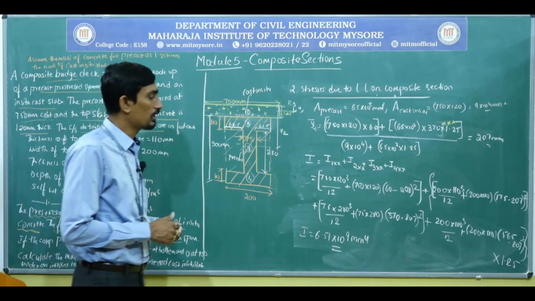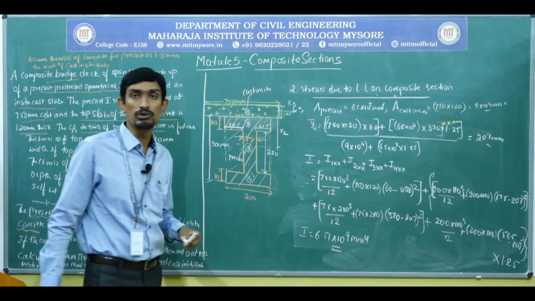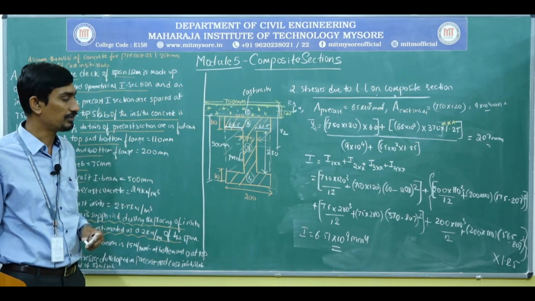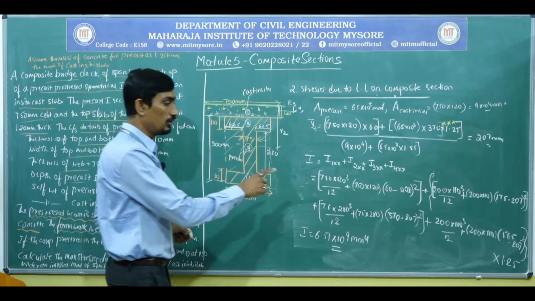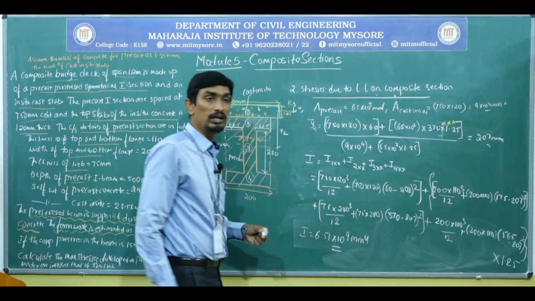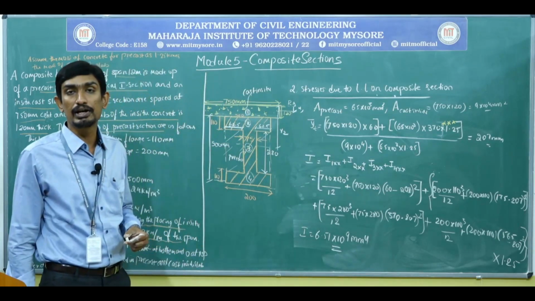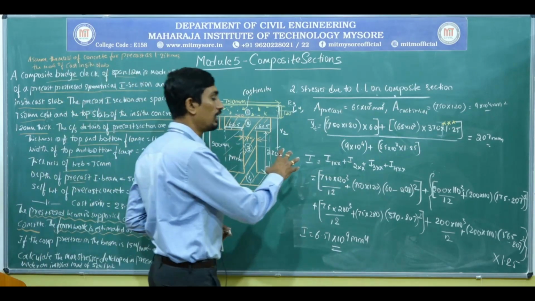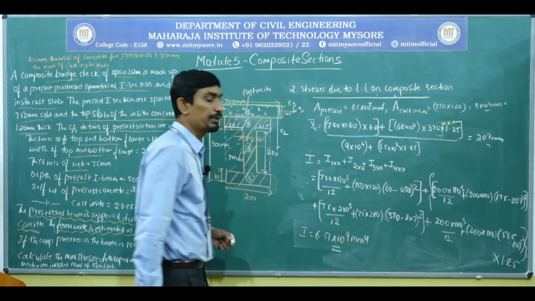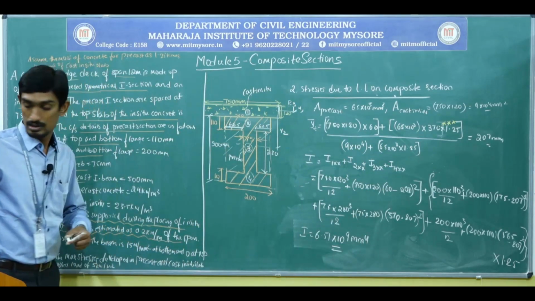Like this, you need to calculate the moment of inertia. You need to be very careful. I need to multiply the modular ratio 1.25 for the moment of inertia of the precast section. Next thing.